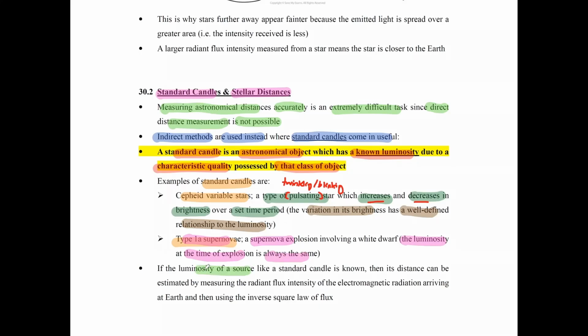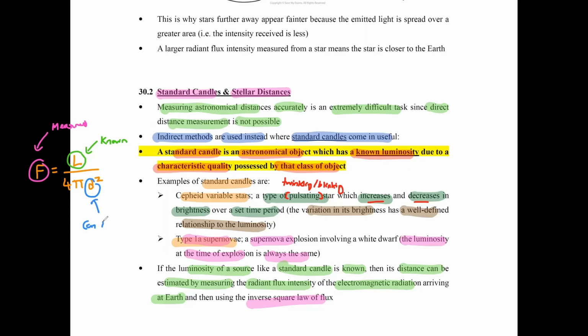If the luminosity of a source like a standard candle is known, then its distance can be estimated by measuring the radiant flux intensity of the electromagnetic radiation arriving at Earth, and then subsequently using the inverse square law of flux. So recall the equation that we've learned before this, where radiant flux intensity is luminosity divided by 4 pi d squared. If you're able to measure the radiant flux intensity, and then you know the value of the luminosity, then it follows that your distance d can be found.